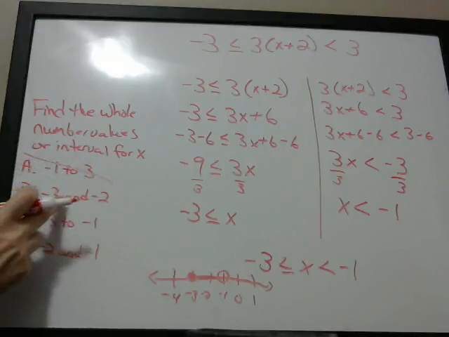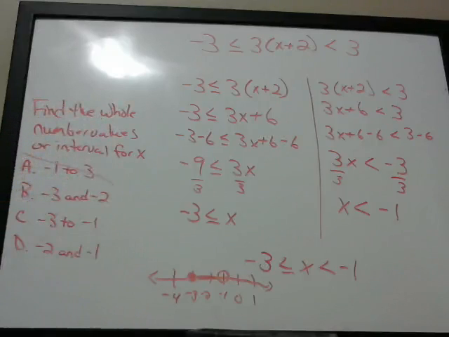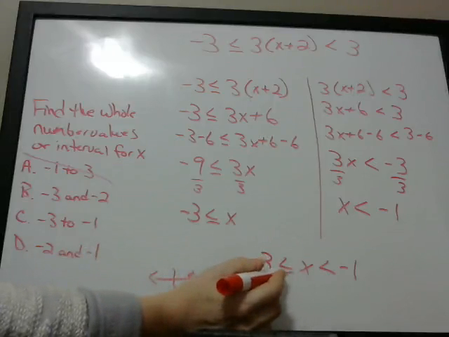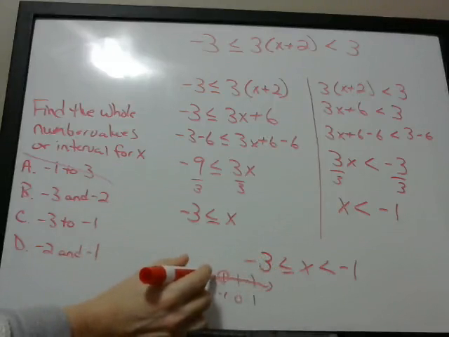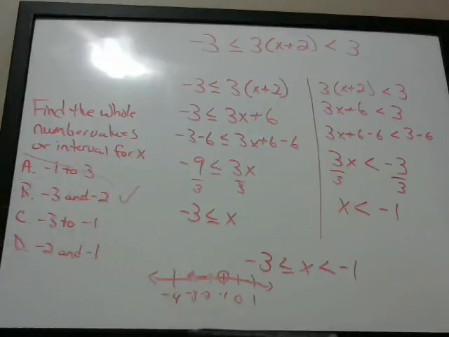B is negative 3 and negative 2, meaning those are the two whole numbers that fit. Negative 3, well, that fits because x can equal negative 3 and negative 2. So this actually is the right answer, but we'll look at the last two as well.